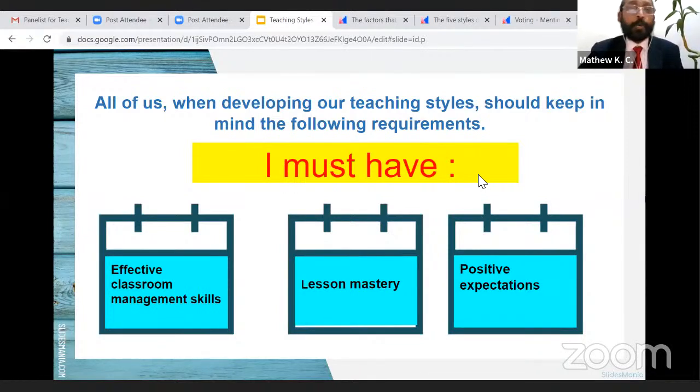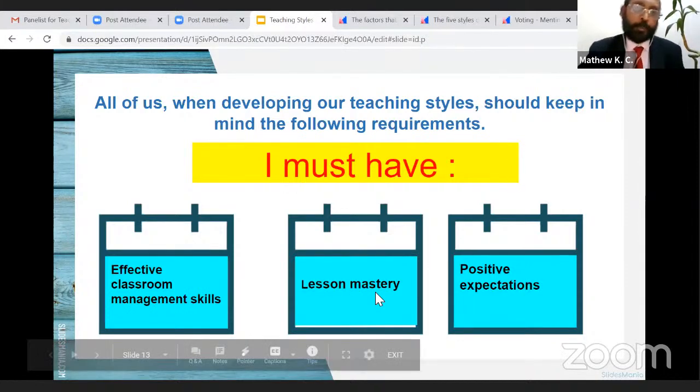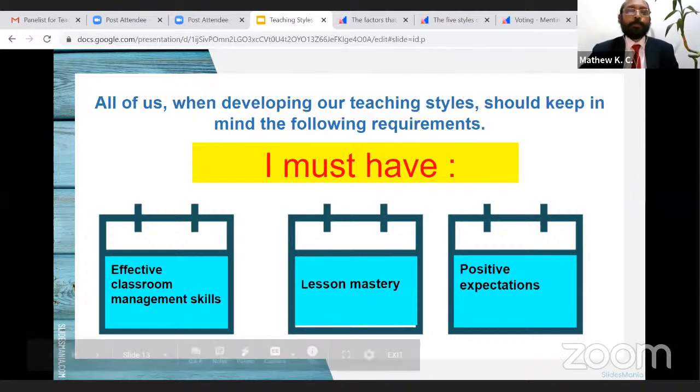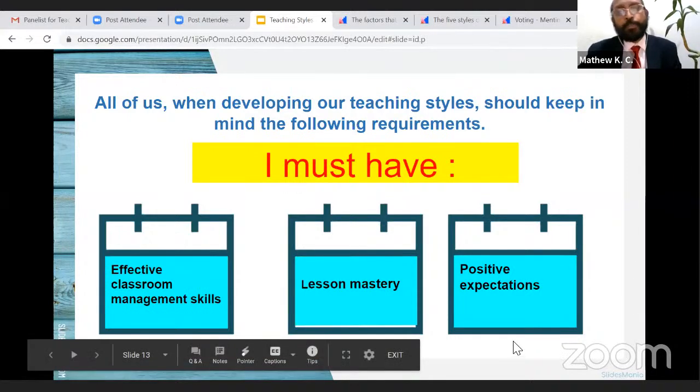So what I want just now from you all is on effective classroom management skills. We are all teachers. Now I request all of you to put some of the tips that we can use for improving classroom management. Please use the chat box and put in the chat box some of the tips that we can use for improving classroom management.